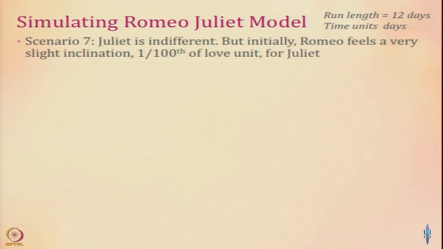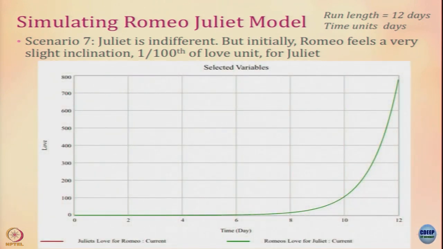Even if you assume a small number, assume Juliet is indifferent, but Romeo feels a very, very slight 1/100th of a love unit for Juliet, a very, very tiny amount. But still, if you simulate it, you still get an exponential growth. Of course, it saturates at much smaller love units, but nevertheless, over time, you are going to have exponential growth. So that's a very unstable equilibrium, and even a small change in the positive direction is going to result in exponential growth in their love. And it works the other way also. If you have a very slight dislike for the person, that might also get reinforced over time.